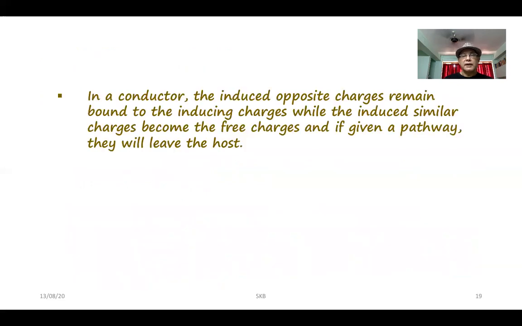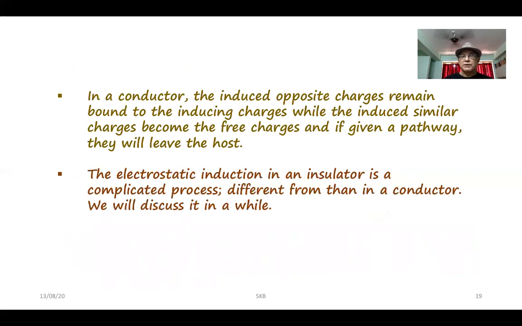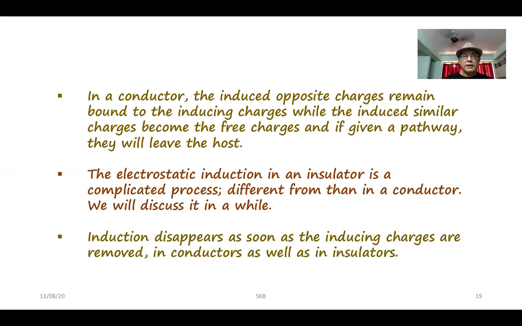In a conductor, the induced opposite charges remain bound to the inducing charges, while the induced similar charges become the free charges, and if given a pathway, they will leave the host. The electrostatic induction, on the other hand, in an insulator is a complicated process, different from that in a conductor. We'll discuss it in a while. Induction disappears as soon as the inducing charges are removed in conductors as well as in insulators.